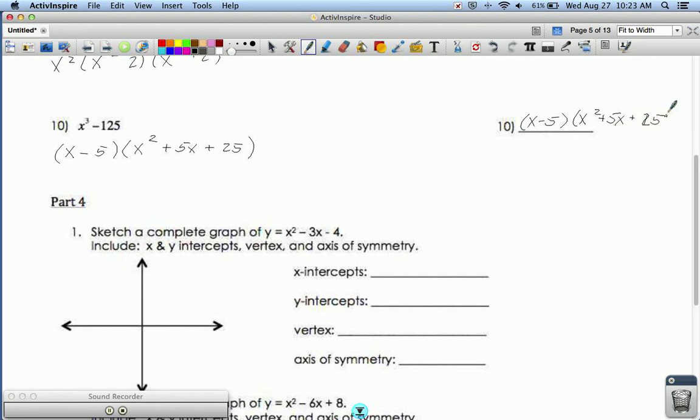And this will be a little shorter than 15 minutes. We'll call it a day right there. We'll continue with part 4 in the next video. That is all for factoring.